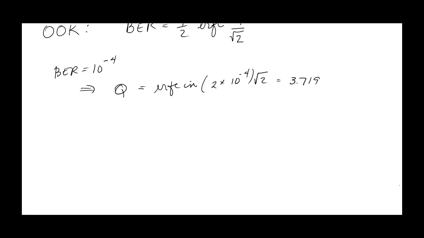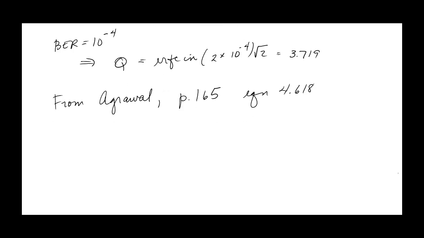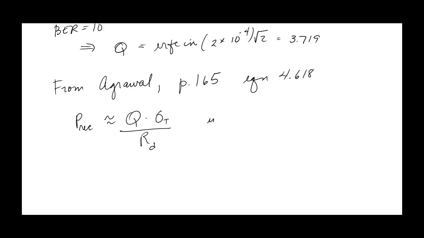So now we can turn to an approximation for the thermal noise limit from Agrawal, in the excerpts I provided you from his book, on page 165, equation 4.618. I'll repeat it for you here. It says that the received power is approximately equal to Q times the thermal noise variance divided by RD, in the thermal noise limit.